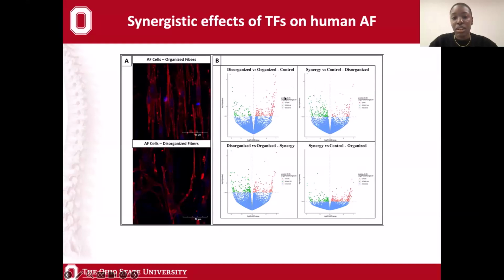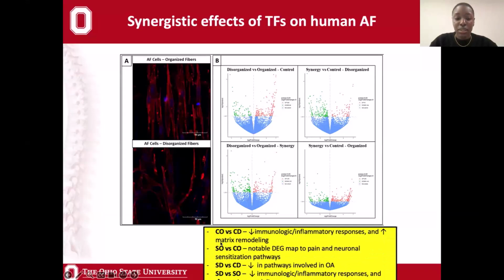We're performing our functional analysis of our RNA-seq data currently, but some of the comparisons that we're interested in are the disorganized and organized groups across the control groups to parse out the effects of substrate. We're interested in synergy versus control on the disorganized as well as the organized fibers. And then we're also interested in the synergy groups on the disorganized compared to the organized fibers. So far, we have a few trends that we've been able to parse out.